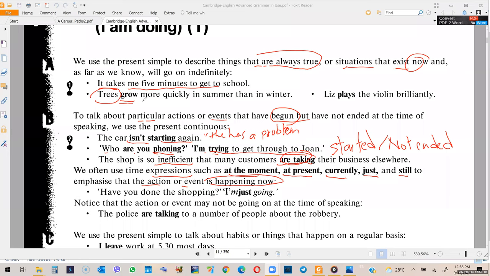I am talking to you now. You are listening to me currently. You are still listening to my class. So here we have continuous. And these are, we say, language, they give meaning to language. At the moment means now. So that's the beauty of the language.